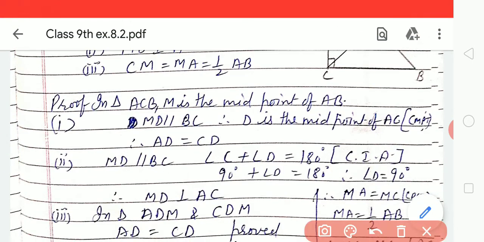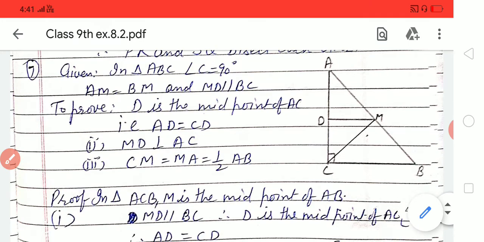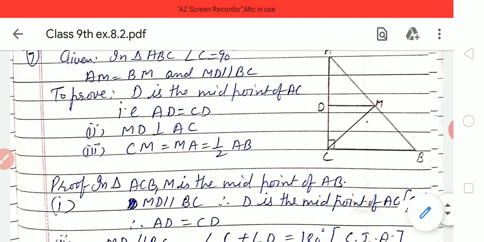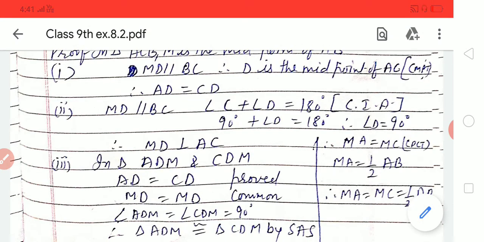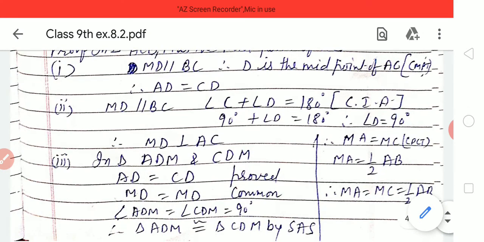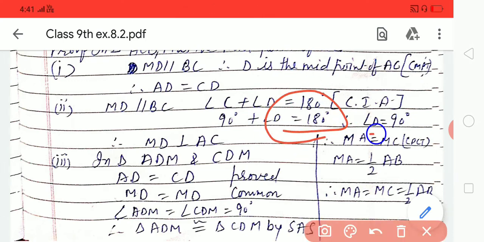In the second part, MD is parallel to BC, we know that. So when you add angles C and D, it is 180 degrees, and you know that C is 90 degrees, so D is also 90 degrees. So you can prove that MD is perpendicular to AC, because D is the point where MD stands.